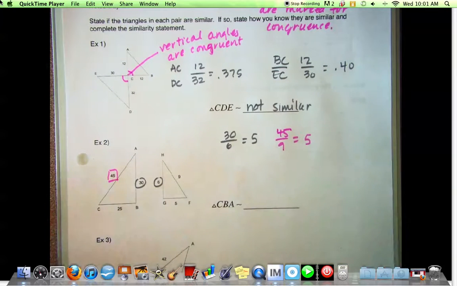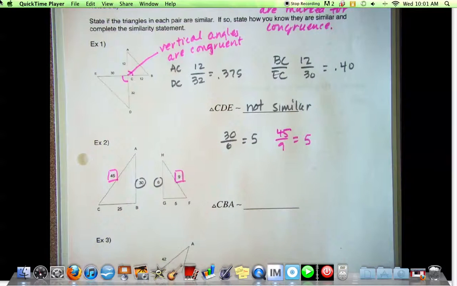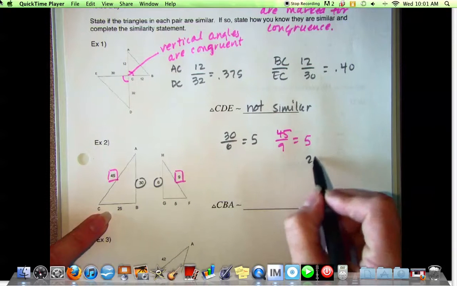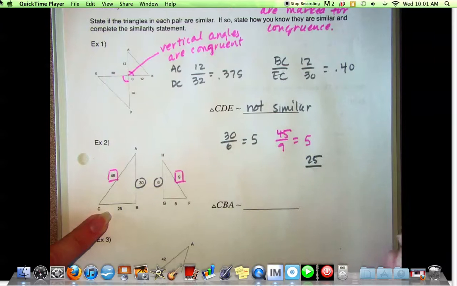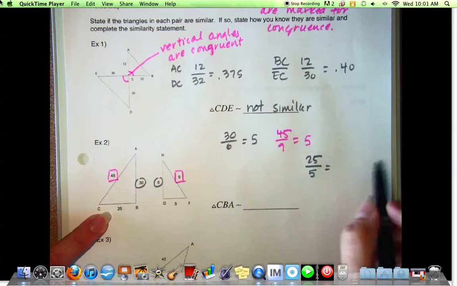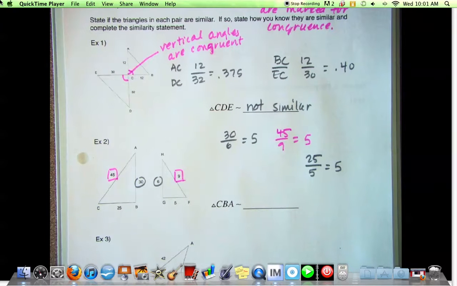And what else do we have? Okay, so the length of CB is 25, and the length of GF is 5, and that gives us a scale factor of 5. So what do you see with the scale factors? They're similar. So all three sides are similar, so that means what? They are similar. They are similar by what?